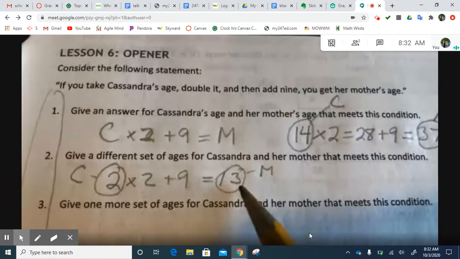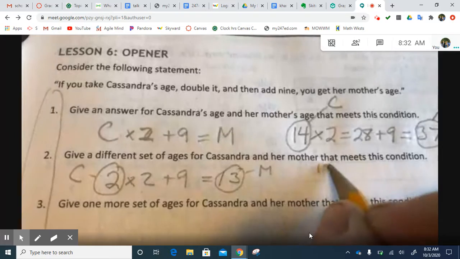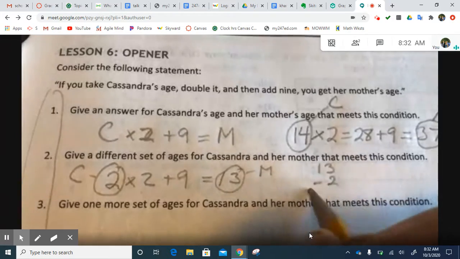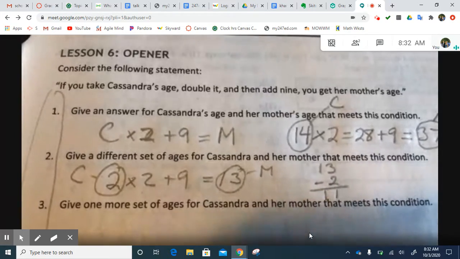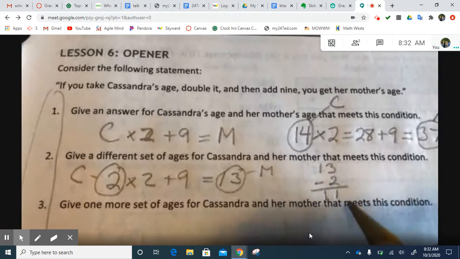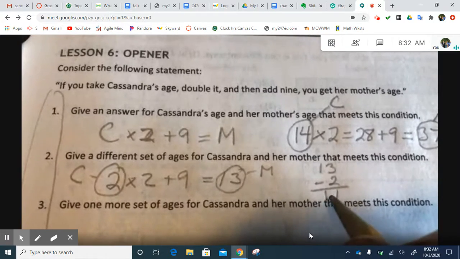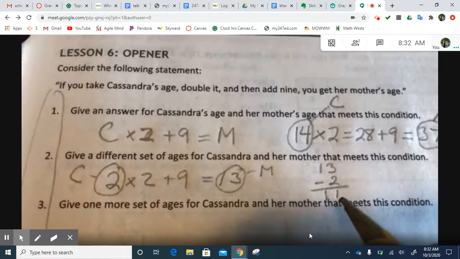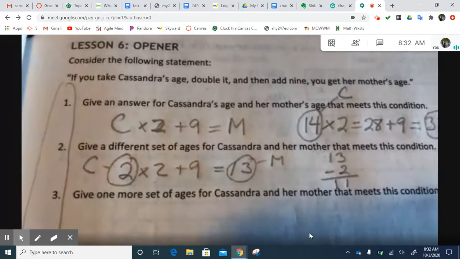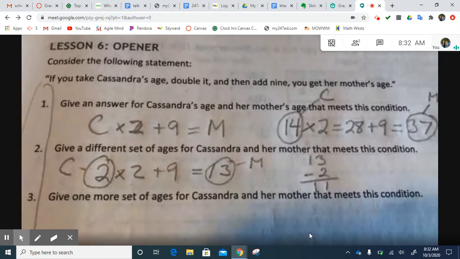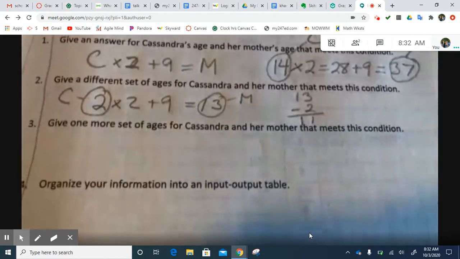And what that means is if the mom is 13 and Cassandra is 2, then she had that baby when she was 11 years old. That would be mighty, mighty young. Not impossible, but not likely. And give one more set of ages for Cassandra and her mother that meets this condition.